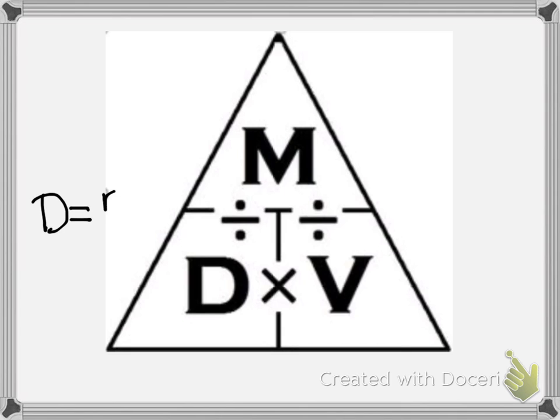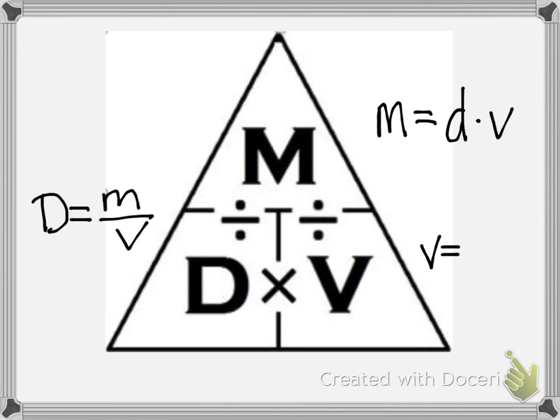Okay, so from this triangle, we can get that density equals mass divided by volume. We can also get that mass equals density times volume. We can also get that volume equals mass divided by density. And I'll go over this more so in class. I just wanted you to see it here on your notes.